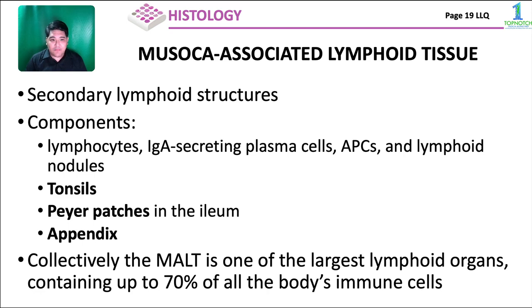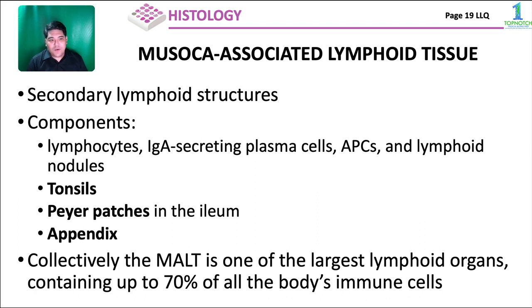Next is your MALT or your mucosa-associated lymphoid tissue. This is a secondary lymphoid structure. Okay, ang components nito, you have your lymphocytes. You have your IgA-secreting plasma cells. Kasi nga naman ang mucosa, no? Major functions for secretion. It has your antigen presenting cells for protection, and then lymphoid nodules. We will discuss your lymph nodes later.